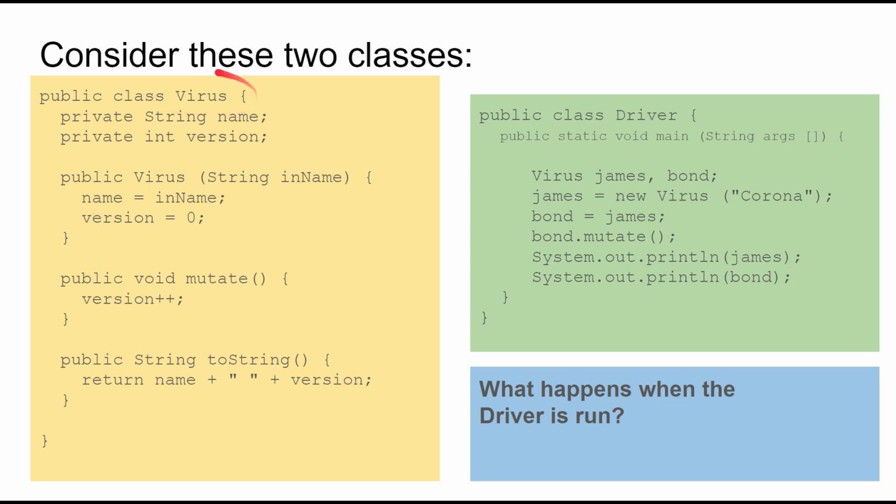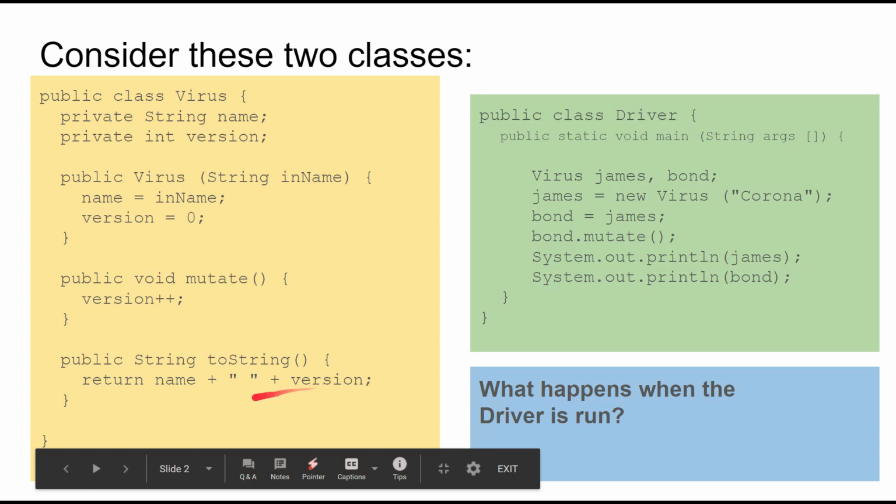So let's begin with this virus class down here. The virus class has two variables. It has a name and it has a version. There is a constructor in the virus class that takes in the name and sets the version number to 0. In addition to that, there are two methods. There's a mutate method, and the mutate method updates the version number by 1, so it increases the version number by 1. And there is a toString method. And the toString method is basically used to print out that particular object.